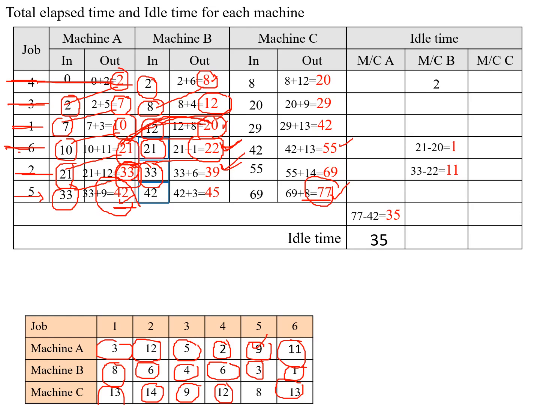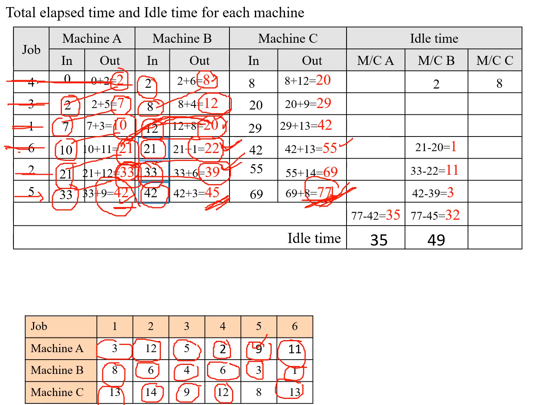See one more thing here. Job 2 is completed at 39 hours, but job 5 is started only after 42 hours. So here the waiting time is 42 minus 39, that is 3. And the last one, the total processing time is 45 for machine B, but the total elapsed time is 77. So the waiting time is 77 minus 45, that is 32, and the total idle time for machine B is 49.